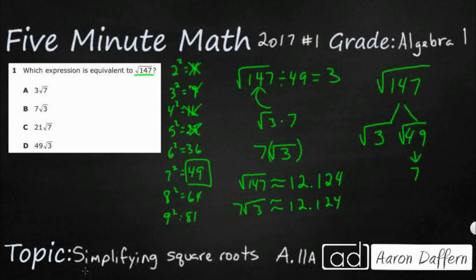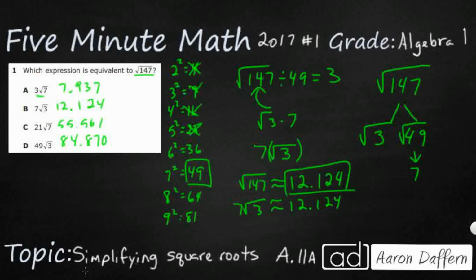And if you're really wondering, you can do that same thing for the other choices. So 3 square root of 7 is going to be 7.937. We already know that the 7 square root of 3 is what we're looking for, 12.124. 21 square root of 7 is, wow, 55. So we can easily find what each of these equal, or at least what they approximate. 49 square root of 3 is 84.870.